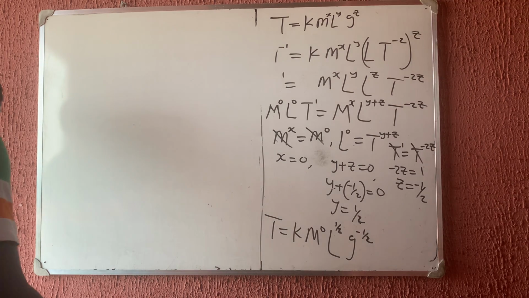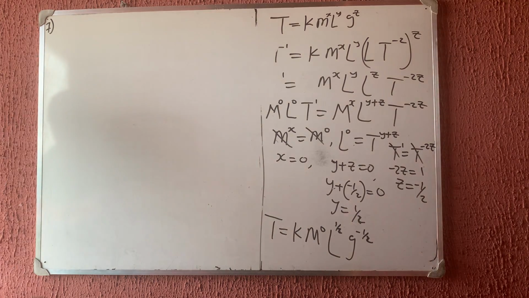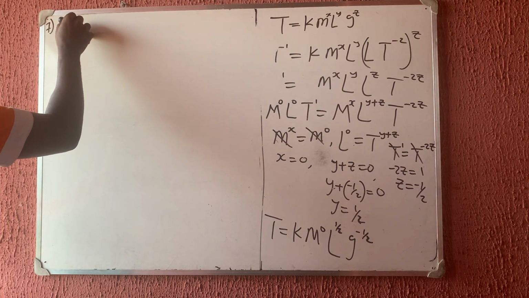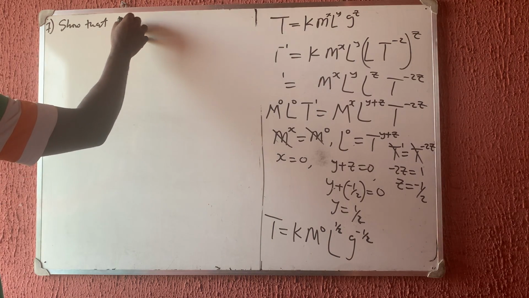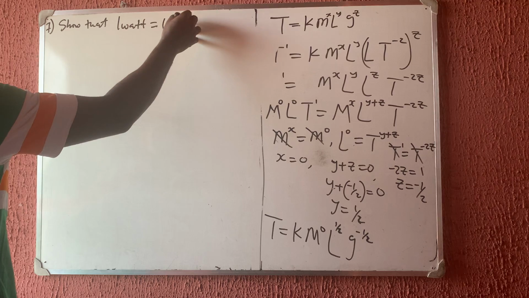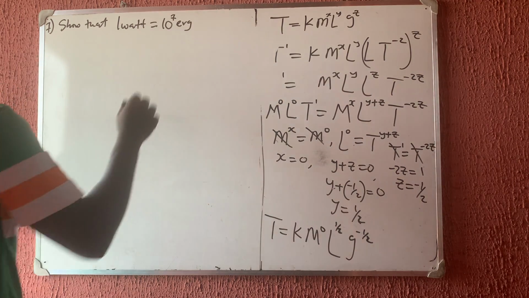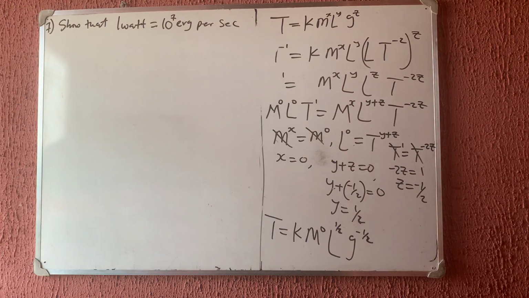So the next question, question number 7. Question number 7 said, show that 1 watt is equal to 10 raised to power 7 erg per second. Okay.